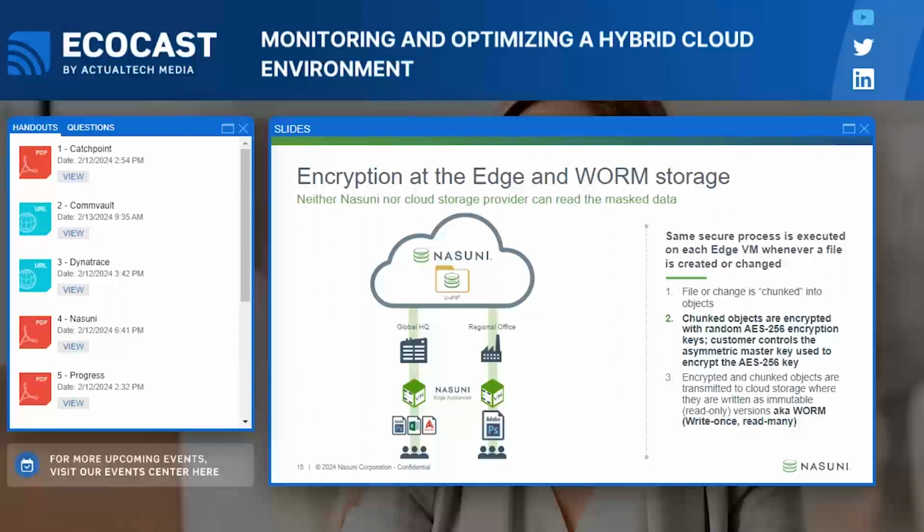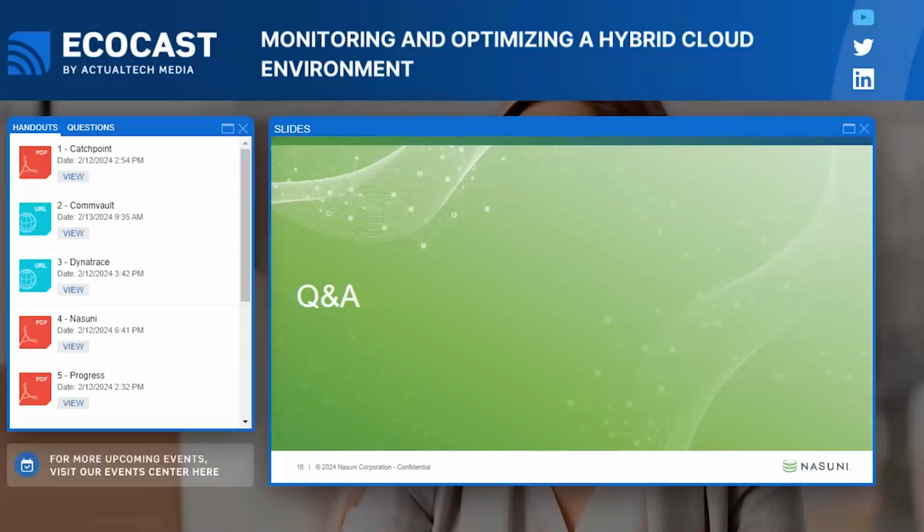So with that said, I am going to, sorry, I actually got it. That's an example of the encrypted file getting into Nasuni. I'm actually going to open up for Q&A.